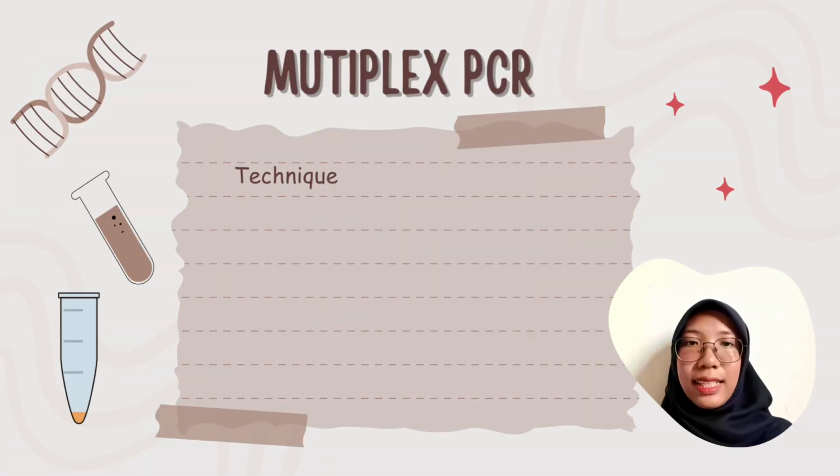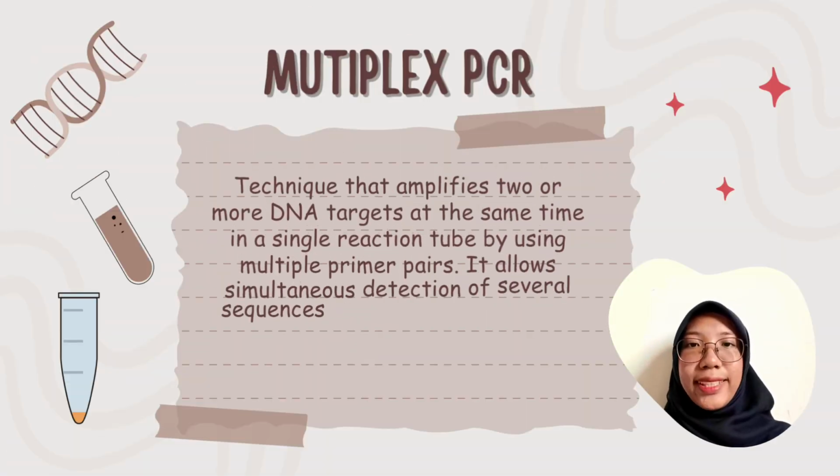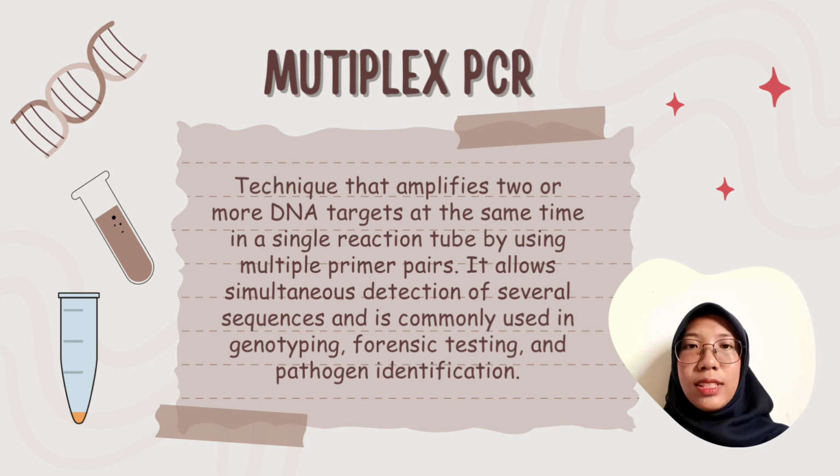Multiplex PCR is a technique that amplifies two or more DNA targets at the same time in a single reaction tube by using multiple primer pairs. It allows simultaneous detection of several sequences and is commonly used in genotyping, forensic testing, and pathogen identification.